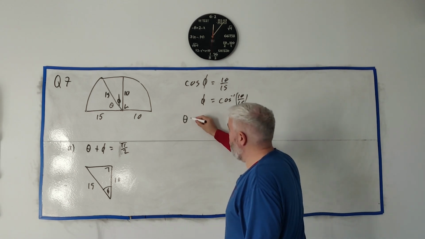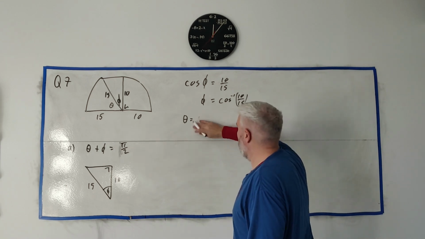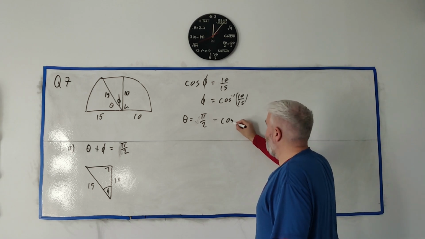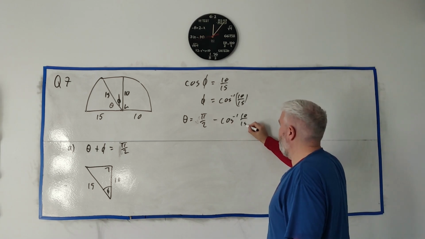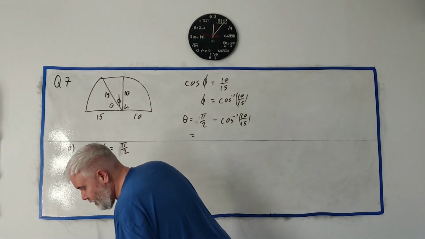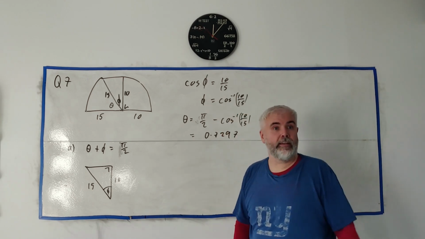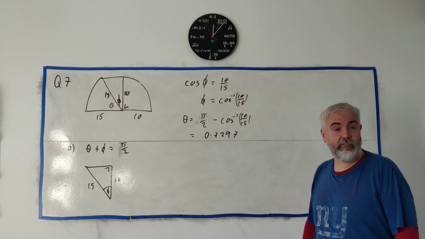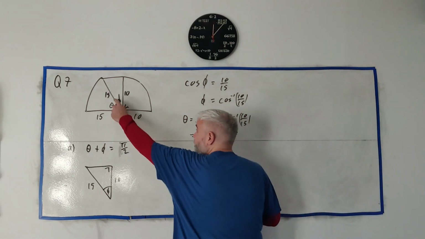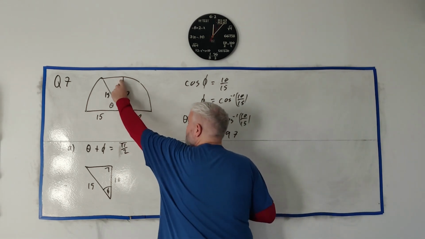That means the angle I was looking for, theta, is equal to pi over 2 minus inverse cosine of 10 over 15. Put that all on a calculator and you should find the same answer as 0.7297. The same answer as they gave you. So honestly, that was tricky because you had to notice that 15 was here. You had to notice 10 was here. And you had to notice a right angle was here.